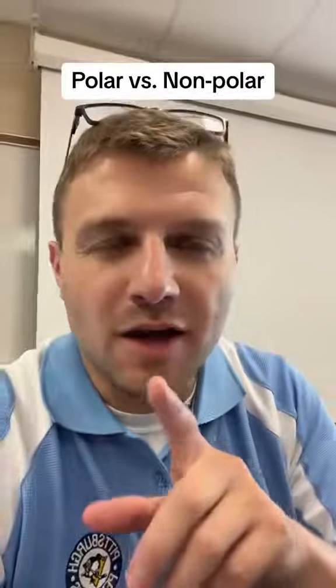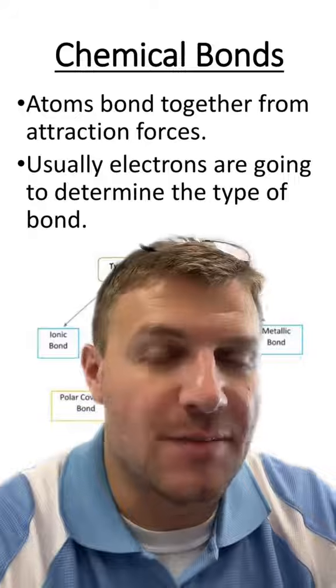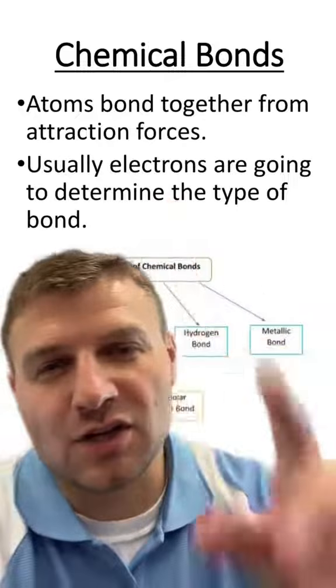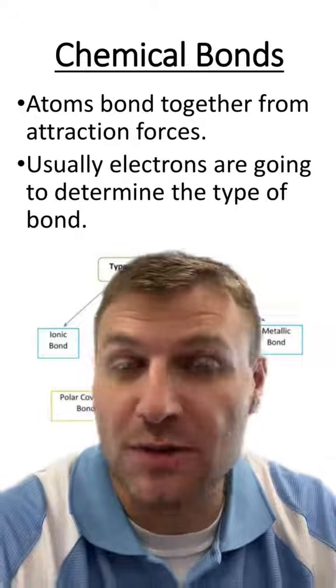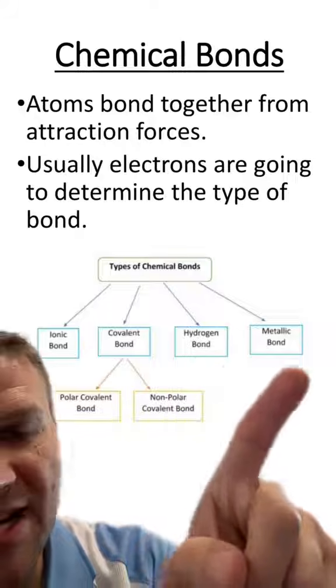Let's go over the concept of polarity. Remember, in chemistry, there are going to be attraction forces between atoms. We call these attraction forces chemical bonds. And usually the electrons are going to determine what type of bond occurs between atoms. There are a couple different types. You can see ionic, covalent, hydrogen, and then metallic bonds.